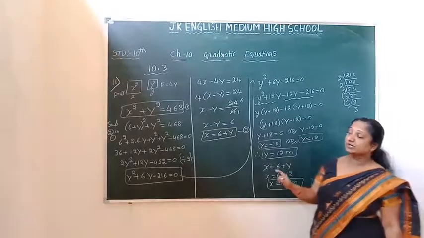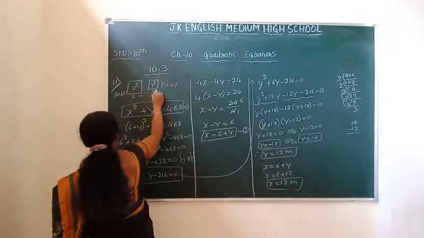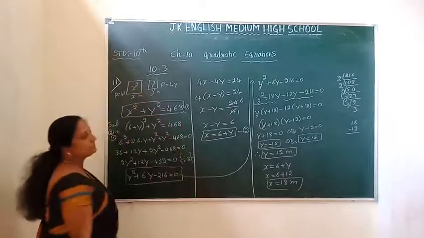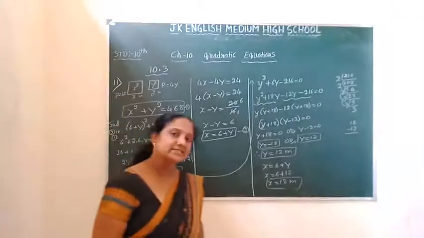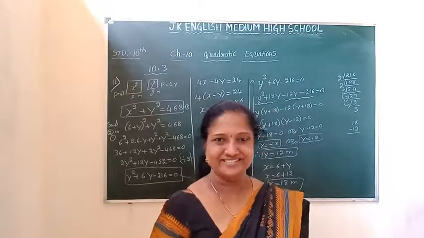Let the measurement of one of the sides of the square be x meter and y meter I have taken. According to the statement I have done, I have solved for x and y, children. In this manner you have to solve the sum. Write down, children.